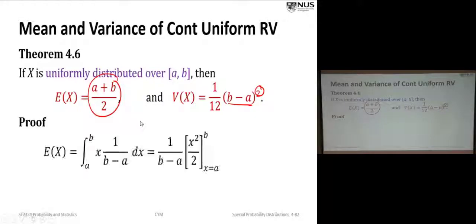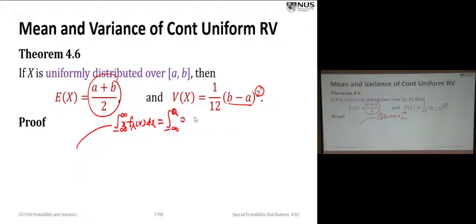All right, so here's a simple proof, following from the definition. Now, this one I skipped one step. It should be the integral from minus infinity to infinity of x times f of x dx. This divides into 3 integrals. From minus infinity to a, it is 0. From a to b, it is x times 1 over b minus a. And from b to infinity, again, it is 0.